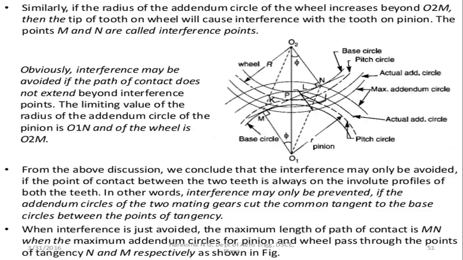Under a similar condition, if the addendum circle of the wheel is increased beyond O2M, then the tip of the tooth on the wheel will cause interference with the tooth on the pinion. So these two points, M and N, the tangent points, are called the interference points.